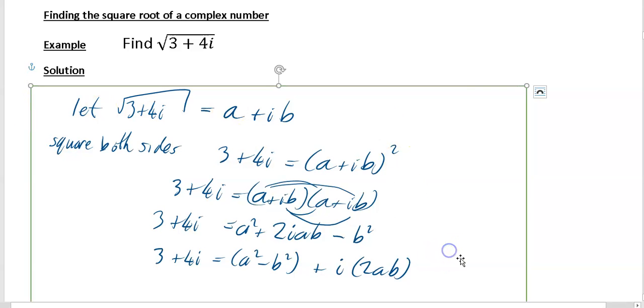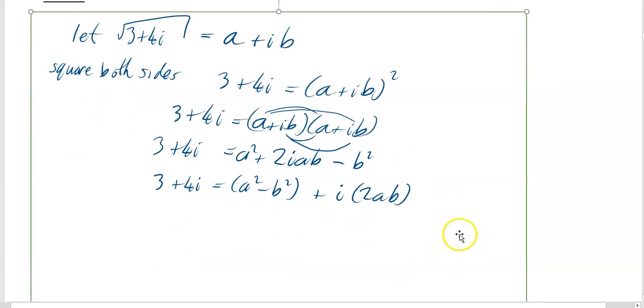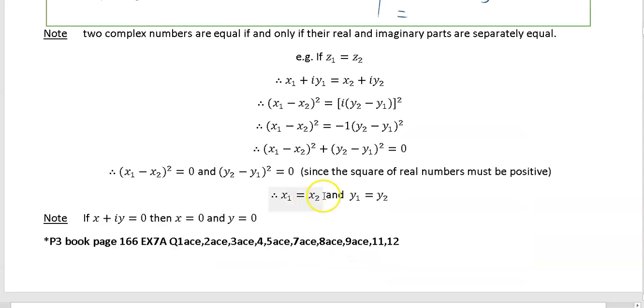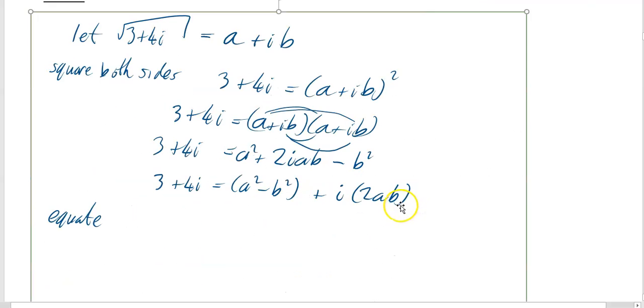Okay, because I've set it out this way, it should be easy for you to see what the real bits are. So what I'm going to do is equate the real parts. Now this comes from what we had in our previous example. If I can scroll up without wrecking anything here. If z1 is equal to z2, then the real bits are equal. The two real bits are equal, and the two imaginary bits are equal.